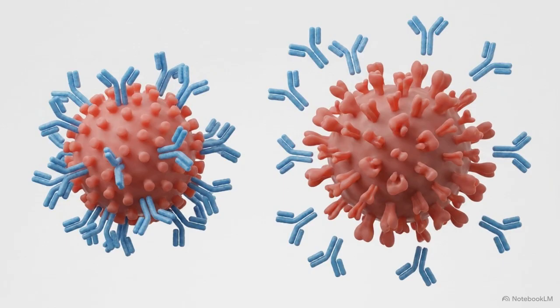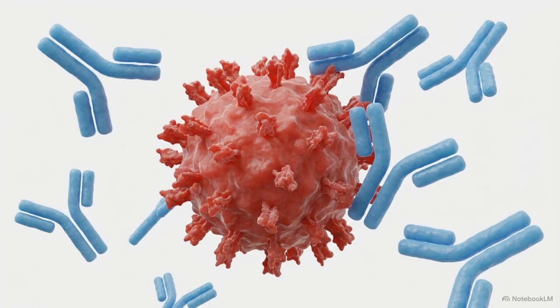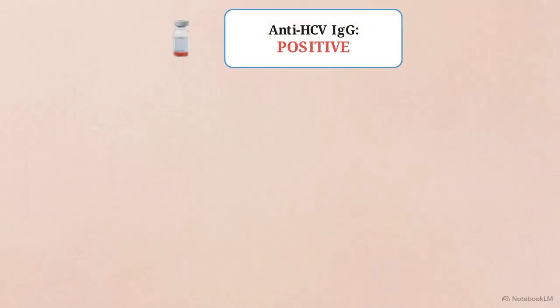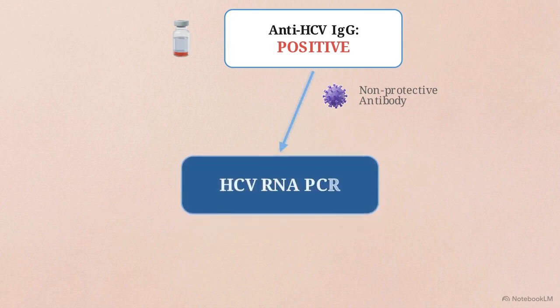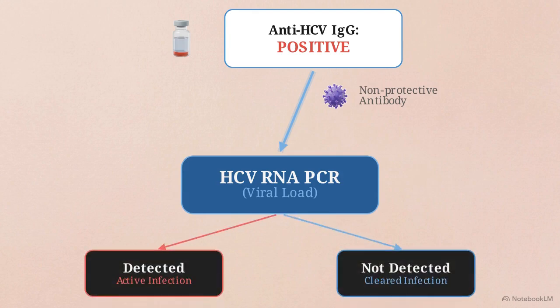Hepatitis C presents a distinct virological challenge. Unlike hepatitis B, where the presence of the surface antibody grants immunity, a positive anti-HCV IgG only proves prior exposure. It provides zero protective immunity against active or future infection. Because the antibody cannot clear the virus, diagnosing an active, ongoing hepatitis C infection strictly requires quantitative confirmation. If the antibody screen is positive, the mandatory next step is an HCV RNA PCR to detect the viral load.